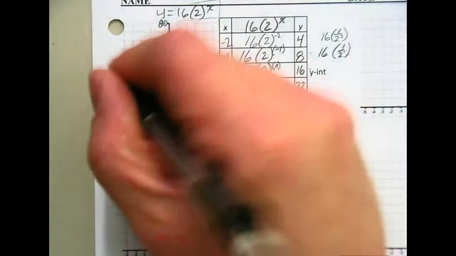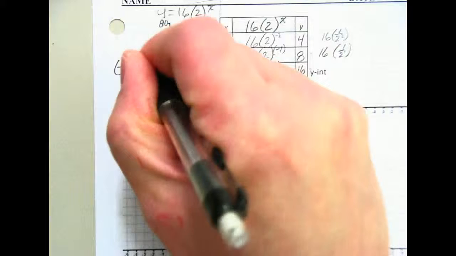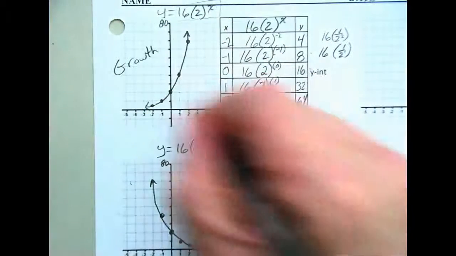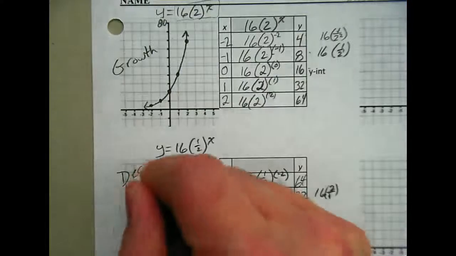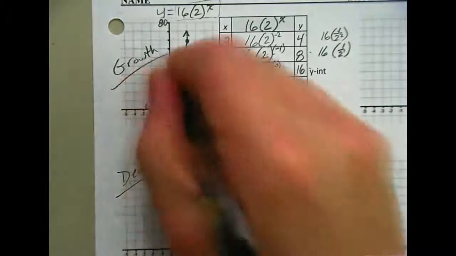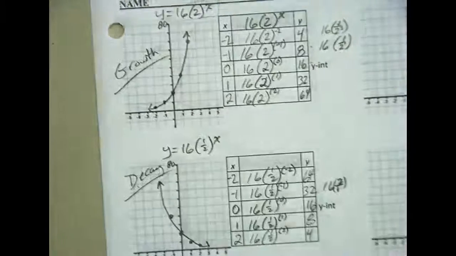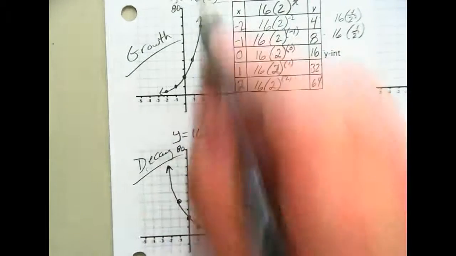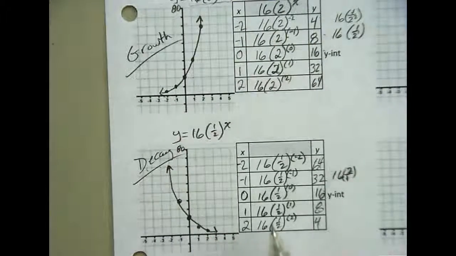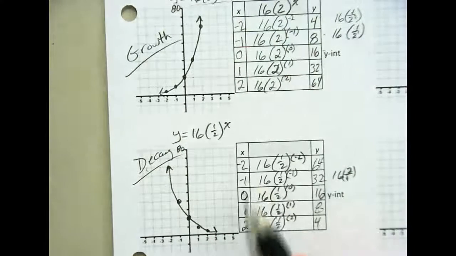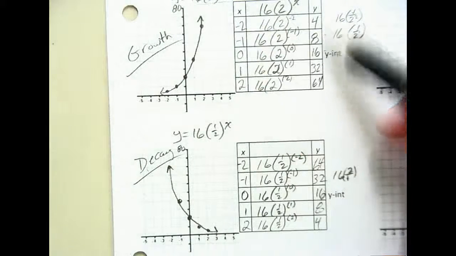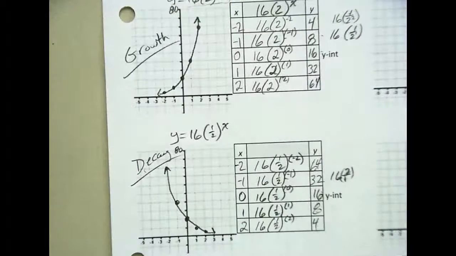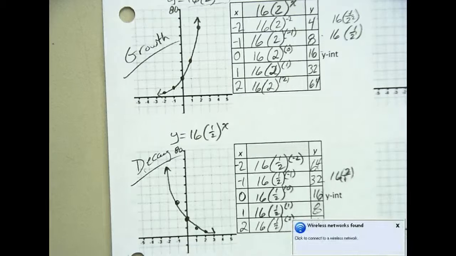This is called growth because as you're going across the x, y is going up. This is called decay. Growth and decay. Okay, so as x increases, y is increasing. Here, as x is increasing, y is decreasing. So as x is going up, y is going down. And here on growth, as x is going up, y is going up. Questions?